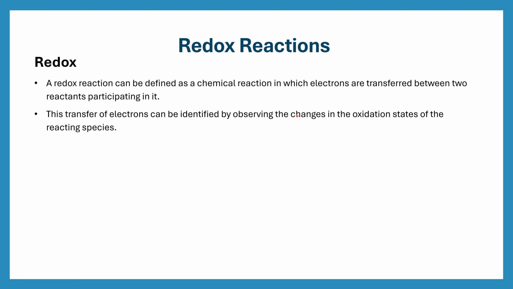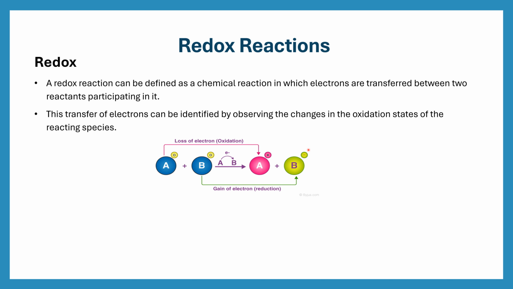If something is oxidized, something else is being reduced. We can easily spot a redox reaction by watching the changes in the oxidation state of the reacting species. For example, let us look at this reaction.